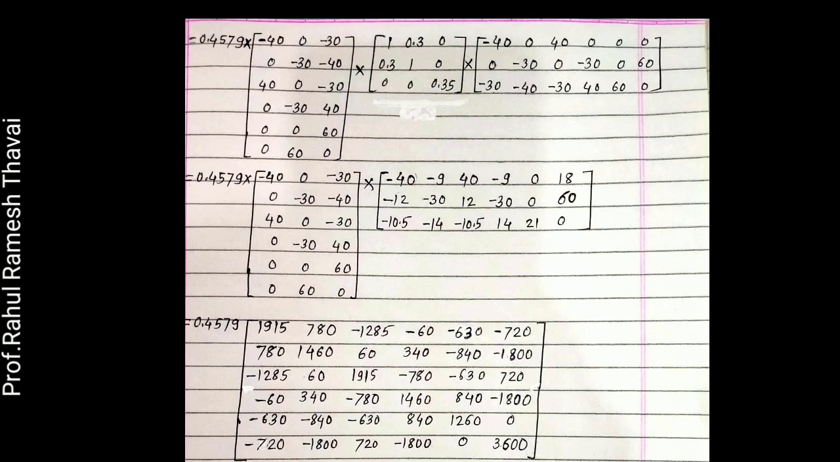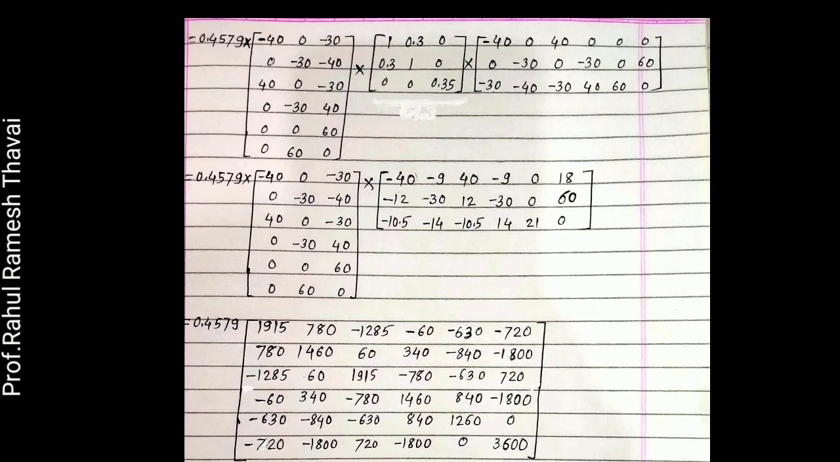Next I will go for second row multiplied by second column, that is 0.3 into 0 plus 1 into minus 30 plus 0 into minus 40. So I will get that term as minus 30. Next I will go for second row third column, that is 0.3 into 40 plus 1 into 0 plus 0 into minus 30. So I will get that value as 12. Next I will go for second row multiplied by fourth column, that is 0.3 into 0 plus 1 into minus 30 plus 0 into 40. So I will get that term as minus 30.